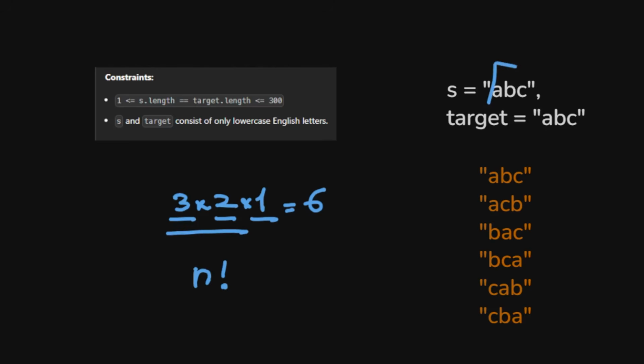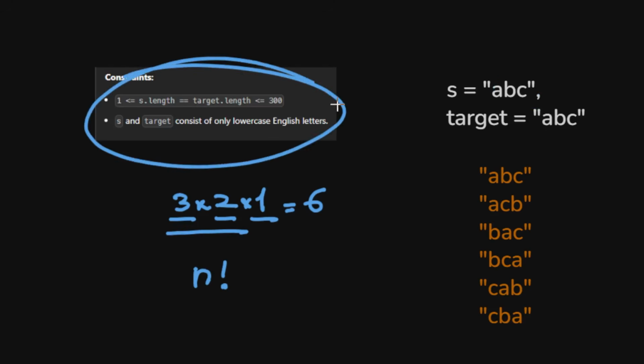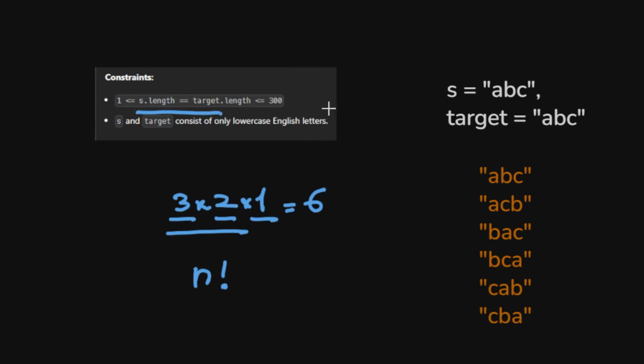and this is equal to n factorial permutations, where n is the length of the string. Now, here we have the constraints, and we know that the length of both strings can be of up to 300, and 300 factorial is a huge number. So this is not possible. We can't iterate every permutation. We have to think about something else.